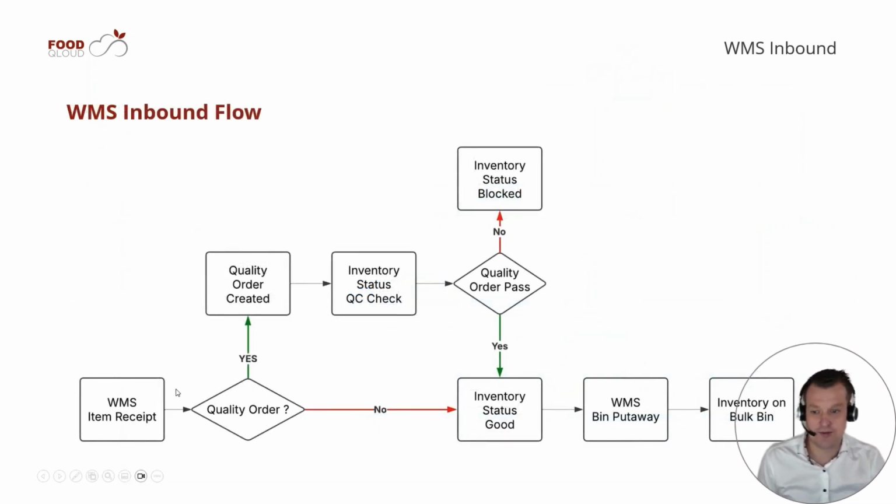The inbound flow is: we receive something in WMS, a quality order is created, and the inventory status will be changed to QC check. When the quality order values result in a pass, then it will be changed to the available status. But when it results in a fail, then it will be changed to the inventory status blocked. Afterwards, we do a bin put away to put the inventory back to the storage bin.